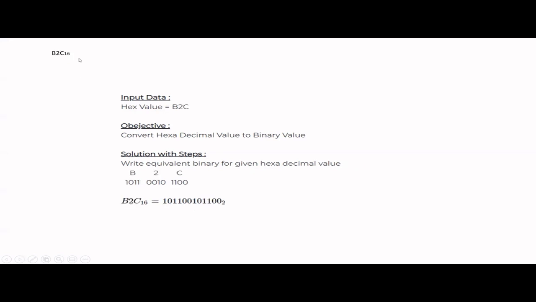Next one, B2C base 16, right? So write them down, B2C, right? C is how much? Now A is 10, B is 11, C is 12. So 12 is 8 plus 4. That means 1100, right? 2 is anyway 10. We put additional 2 zeros because this is a hexadecimal number and we want to make clusters of 4. So B is actually 11. So 11 you represent like 1011. So then you write the whole answer. This will be the representation of this particular base 16 number.